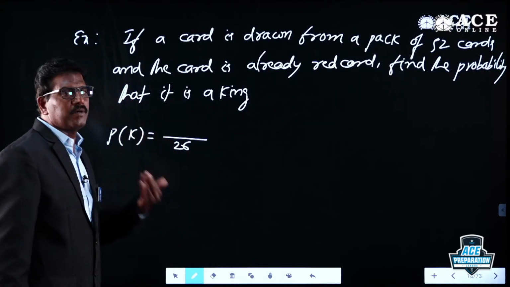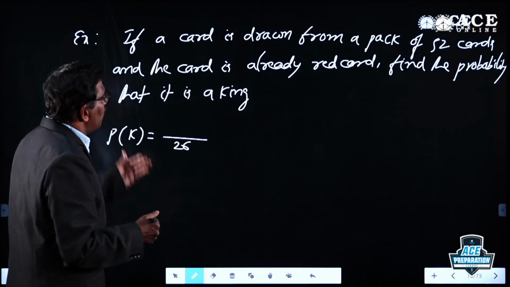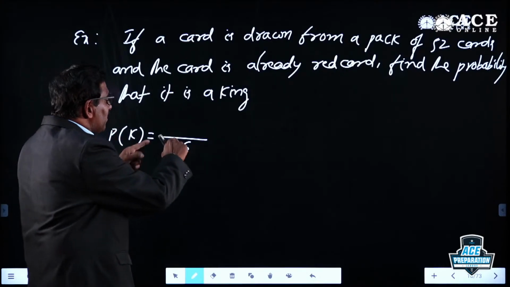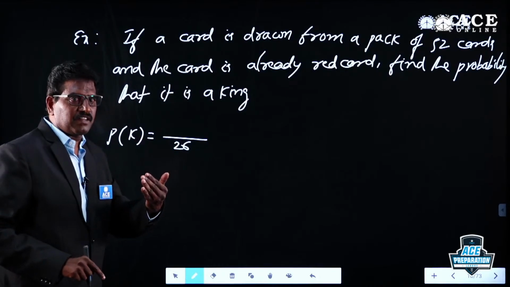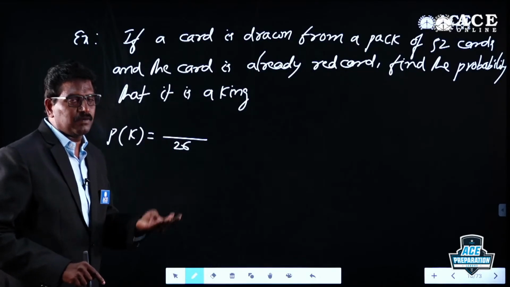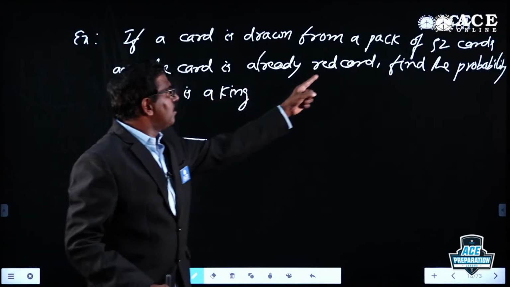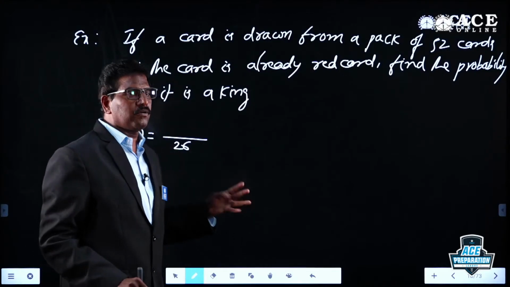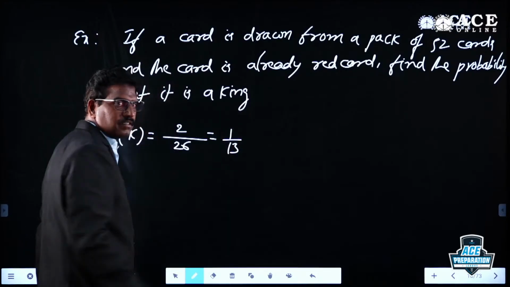Now coming to the numerator, what is the numerator? King means actually 4 kings are there: one diamond king, one heart king, one club king and one spade king. But it is already a red card, and red cards are hearts and diamonds. Only the heart king and diamond king you need to consider, that is 2 by 26. 1 by 13 is the answer.